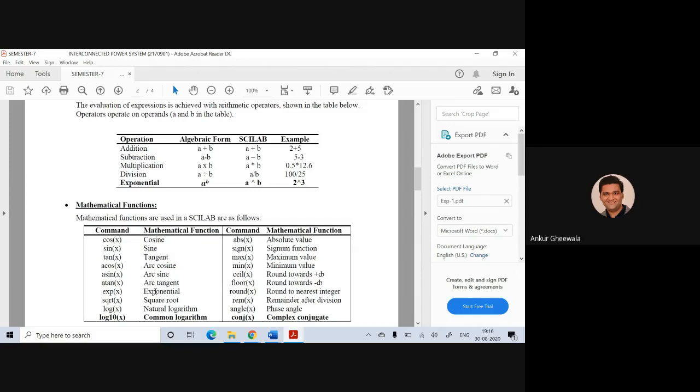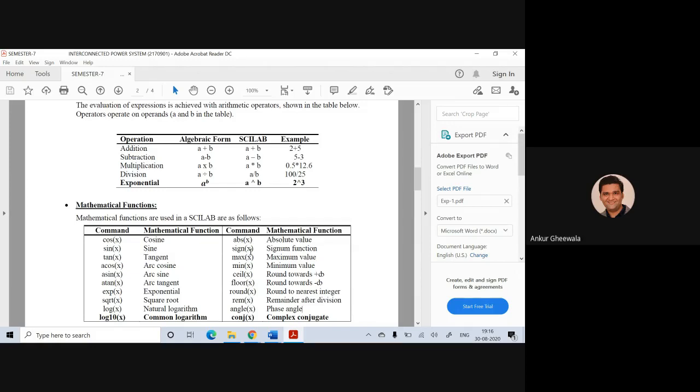For the exponential function, I can use exp of x. X is nothing but your given value. Then log x is the natural logarithm, and log10 x is the common base 10 logarithm. Then we can also find the absolute value with the help of Scilab. We will use abs in brackets x.